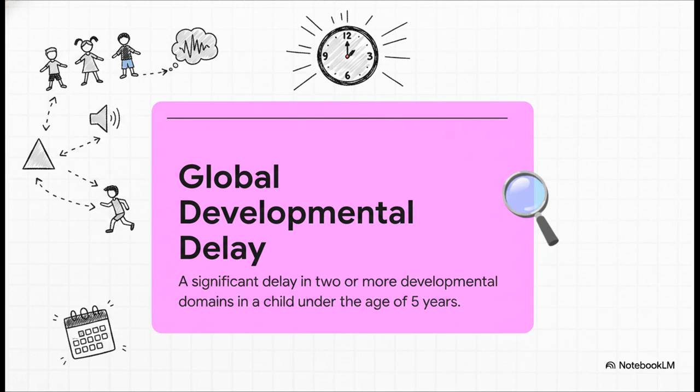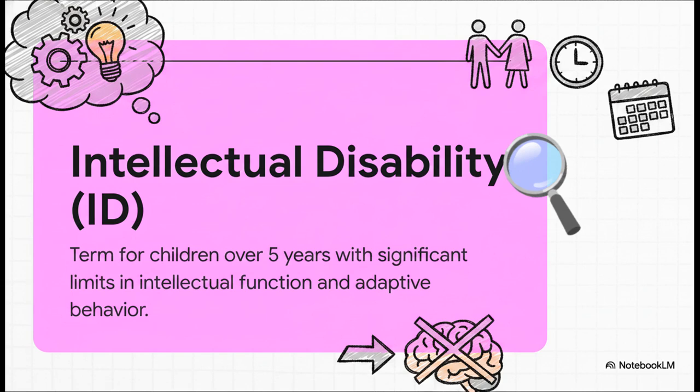Okay, so global developmental delay, or GDD. This is a term we reserve specifically for the little ones. Now, the definition has two parts, and you've got to remember both. First, the delay has to be significant, and it has to affect at least two different areas of development. It's not just about one skill. And second, and this is the real key, this diagnosis is only for children who are under the age of 5.